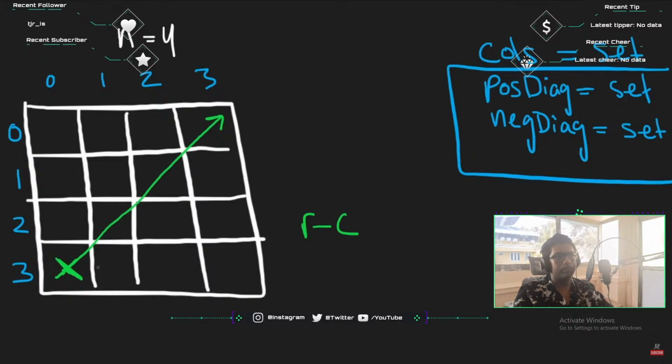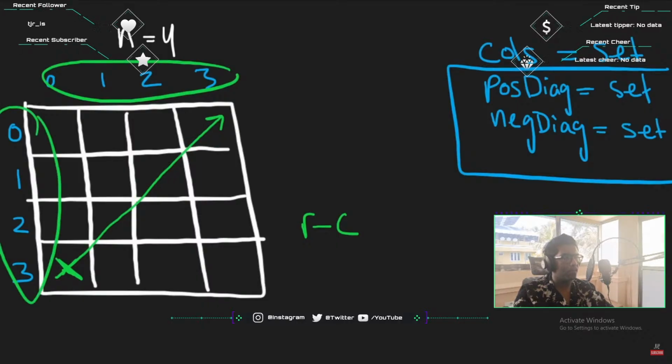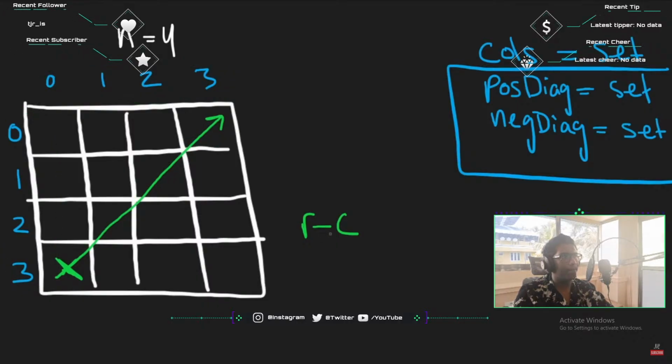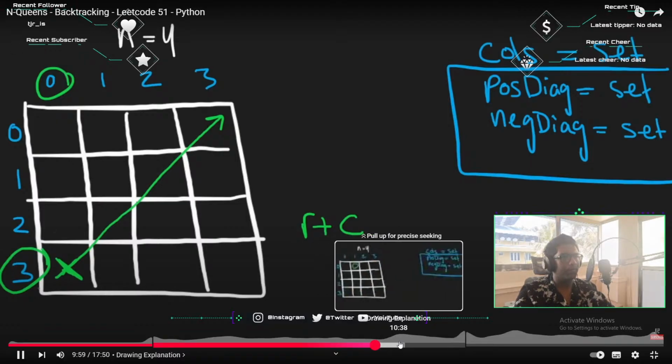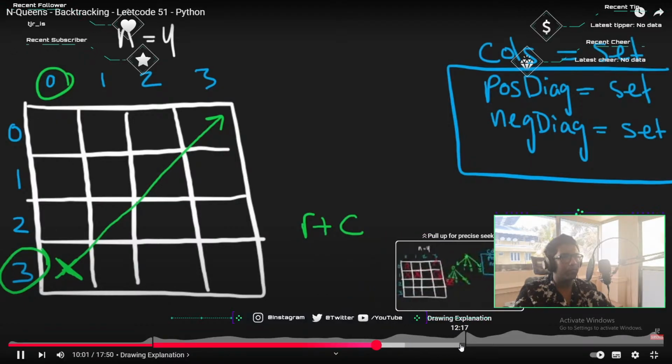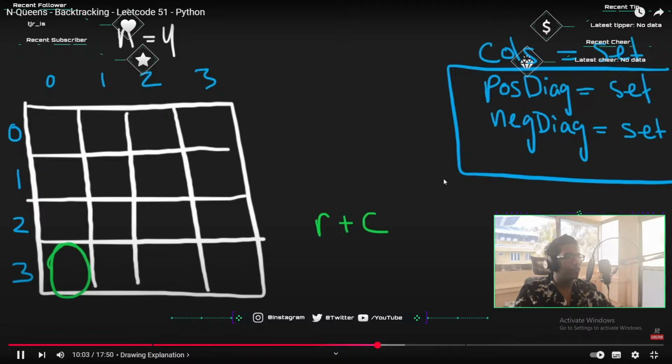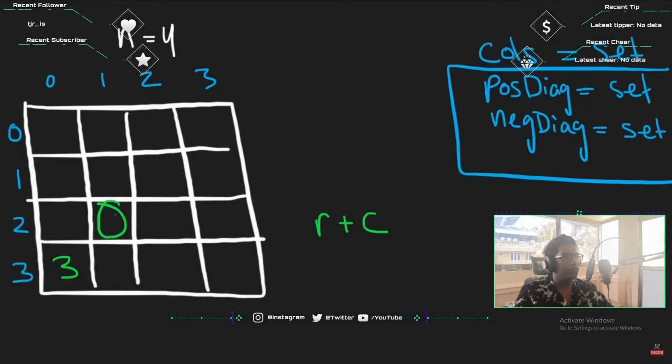But notice, since we're increasing the column going in this direction, but we're decreasing the row, that means row plus column is going to stay the same, right? The sum of these two values is going to stay the same because we're decrementing one, but we're increasing the other. For example, in this position, row plus column is 3. In this position, row plus column is also 3, right? So it's going to be 3 all the way.